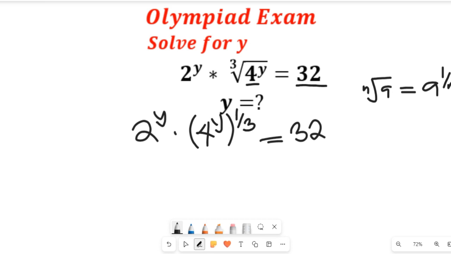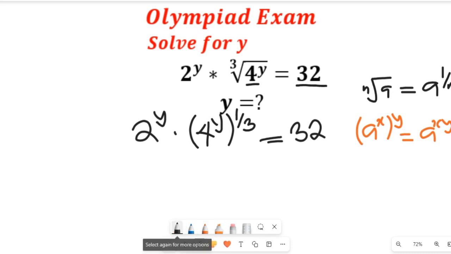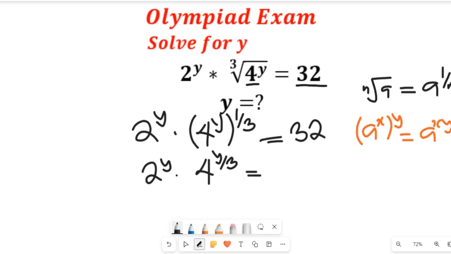So all through, we will have a law such that if a to the power of x, all to the power of y, this is equal to a to the power of x multiplied by y, because the exponents will have to multiply. So this will give us 2 to the power of y multiplied by 4 to the power of y divided by 3, right? And this will be equal to 32.